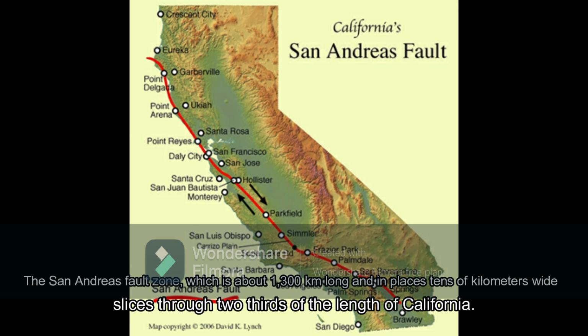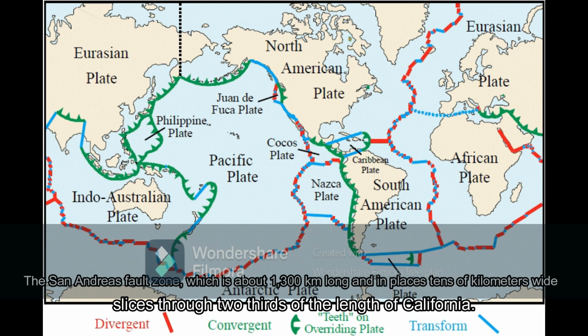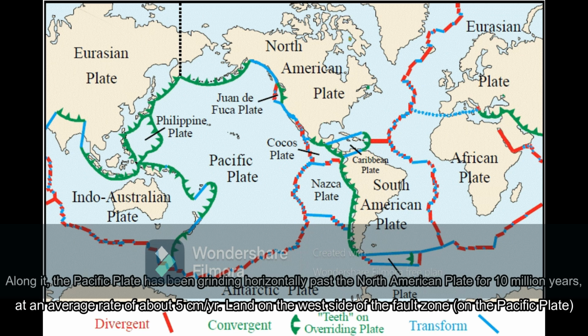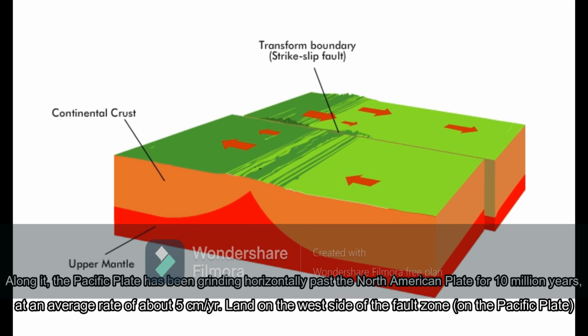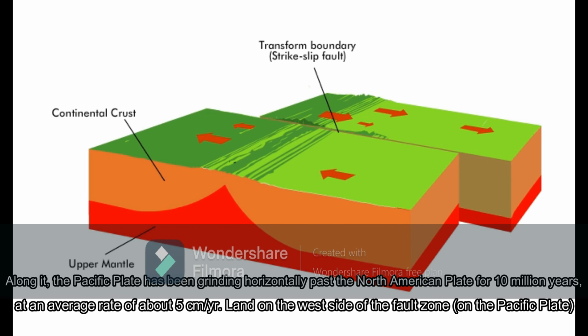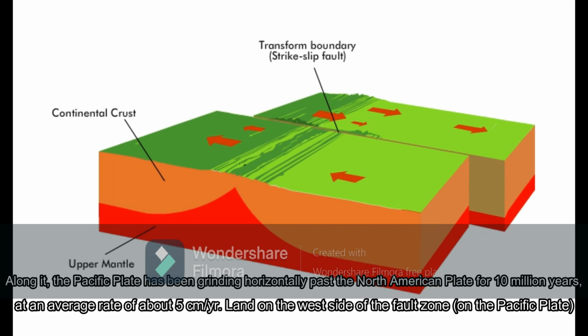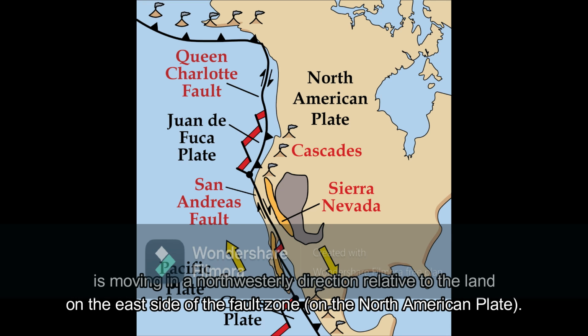The San Andreas Fault Zone, which is about 1,300 km long and in places tens of kilometers wide, slices through two-thirds of the length of California. Along it, the Pacific Plate has been grinding horizontally past the North American Plate for 10 million years. At an average rate of about 5 cm per year, land on the west side of the fault zone is moving in a northwesterly direction relative to the land on the east side of the fault zone.